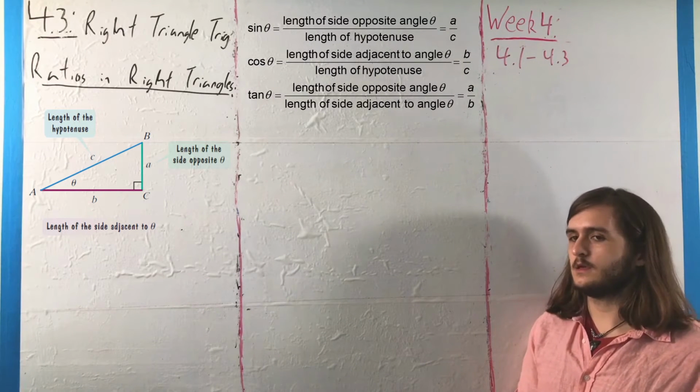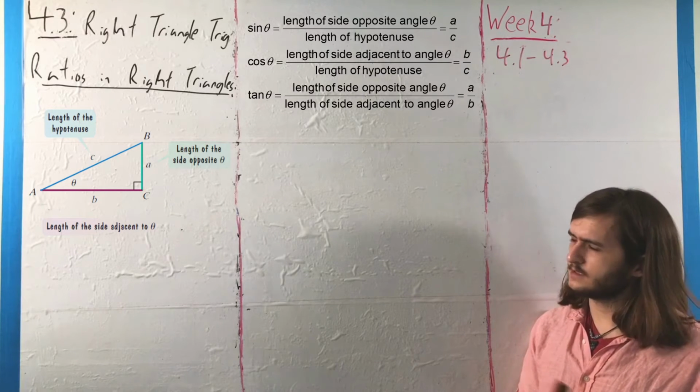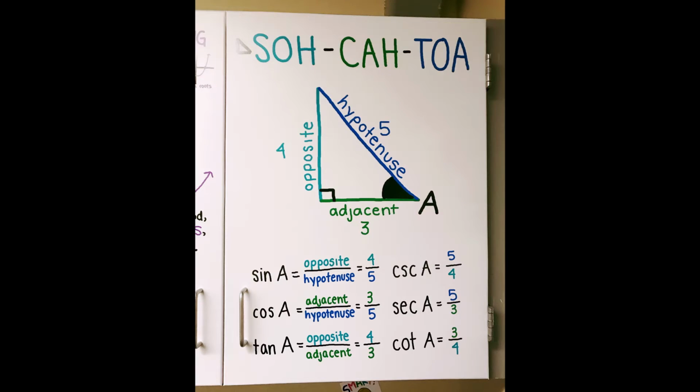And this is where you get the mnemonic, I think it would be an acronym, but not really, it's close enough. So SOHCAHTOA, opposite over hypotenuse for sine, adjacent over hypotenuse for cosine, and opposite over adjacent for tangent.